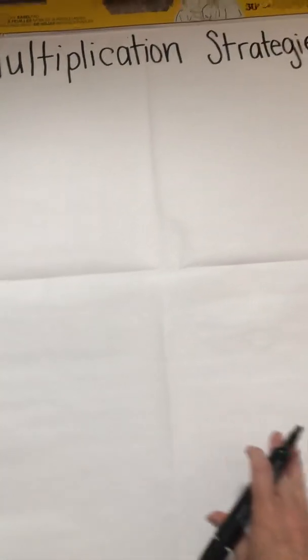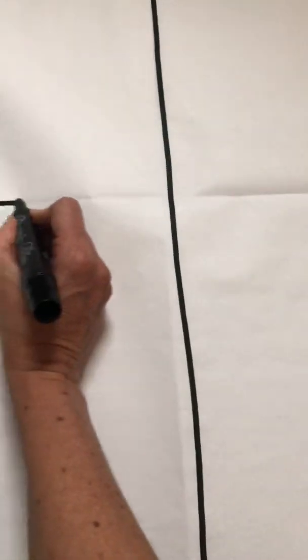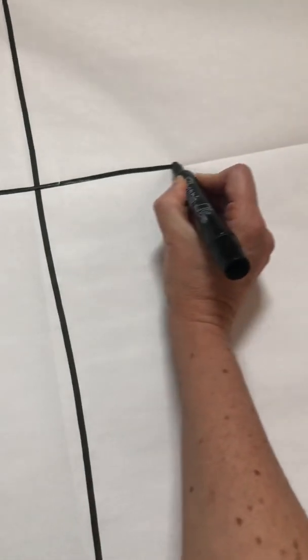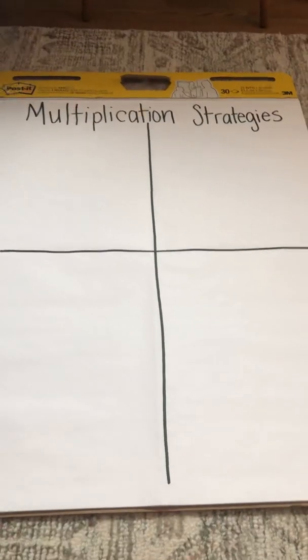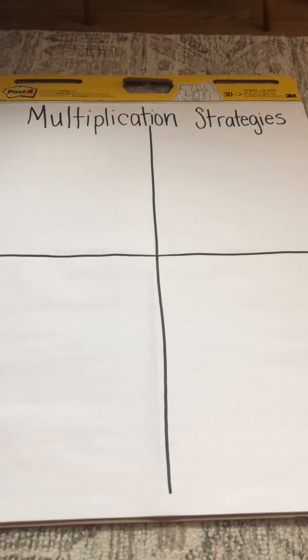And then I'm going to divide my anchor chart into 4 equal sections. In math, we have another name for that. We call those quadrants. So I'm going to split my paper right down the middle, vertically. Now I'm going to draw a line horizontally as well. And now I have split my paper into 4 equal quadrants.